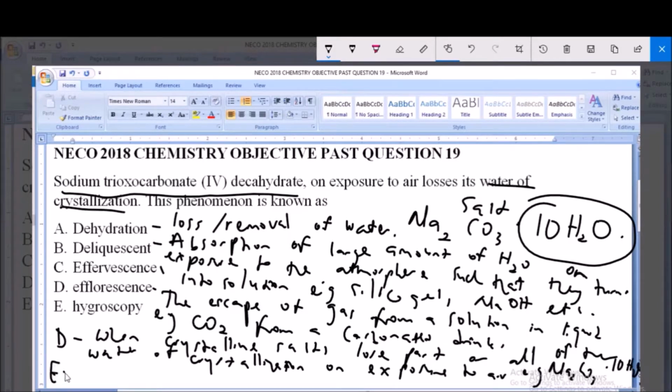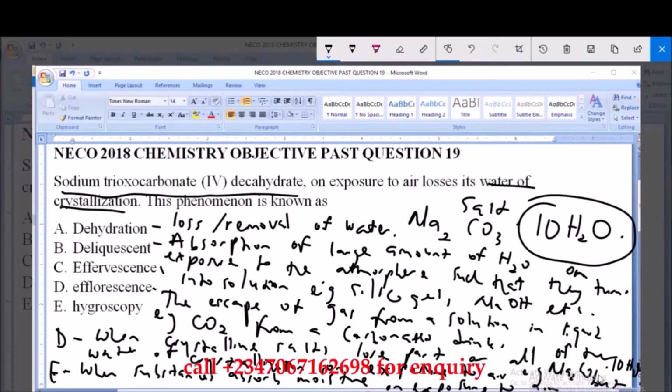And then lastly, hygroscopy refers to when substances absorb moisture on exposure to air but do not form solutions. Instead, they become sticky. And an example is quicklime.